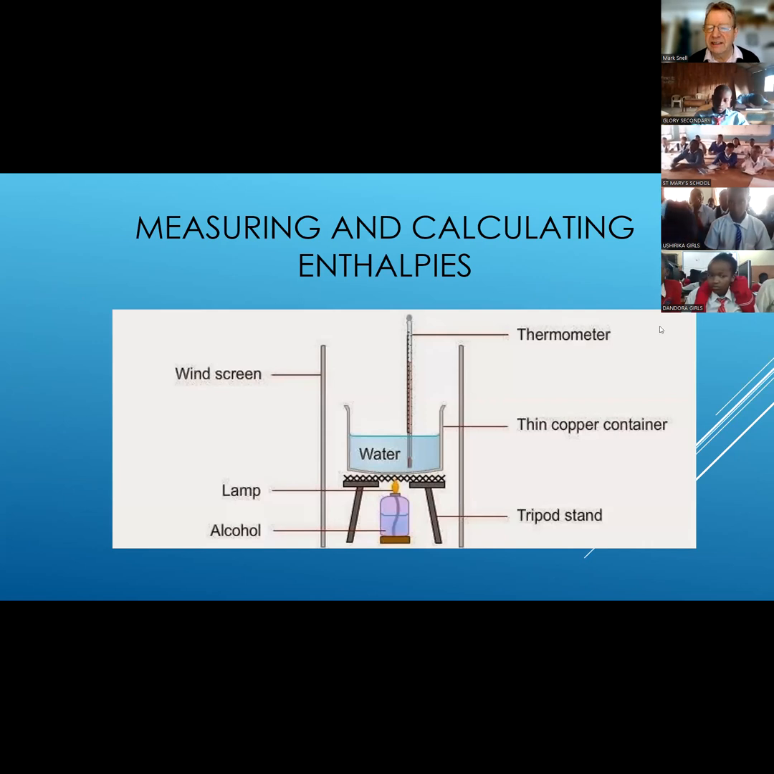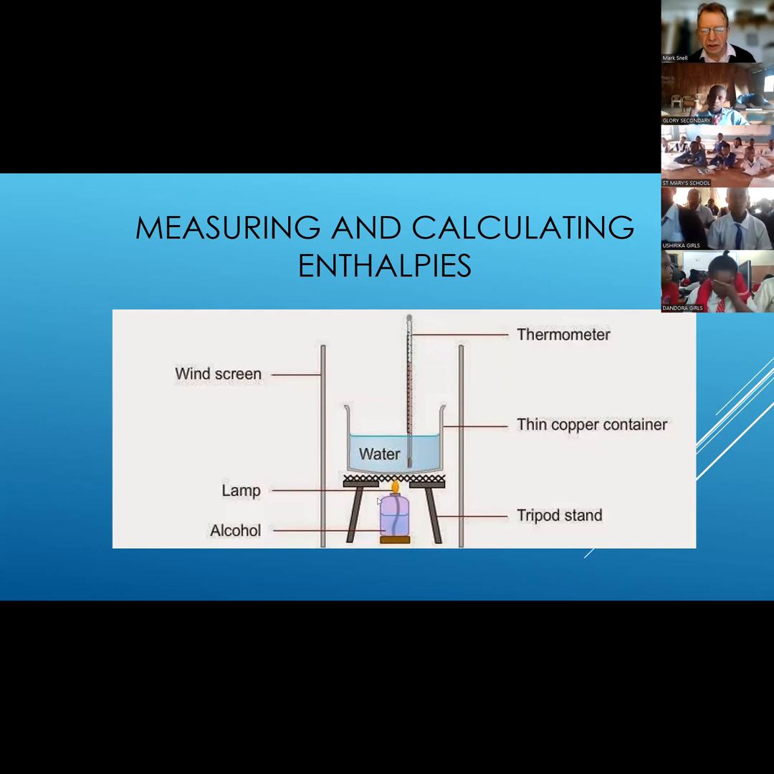Firstly, this is how it's done. Very simple. This is something you might need to do in paper 3. Sometimes you have to do this, and sometimes you have to mix two chemicals together in the water. It doesn't make any difference. The thermometer is taking the temperature of the reaction.